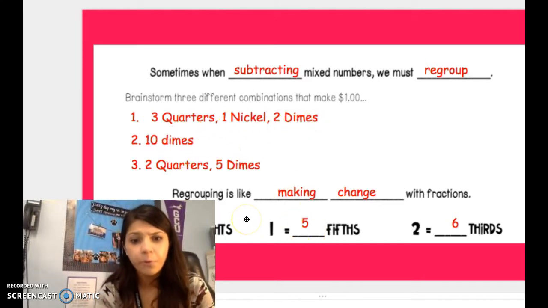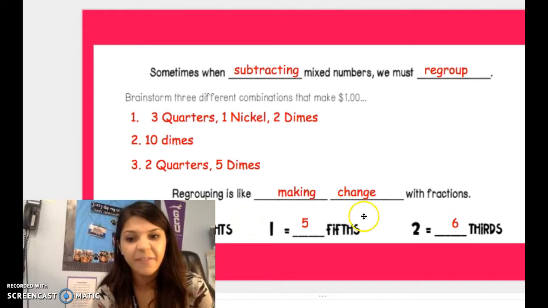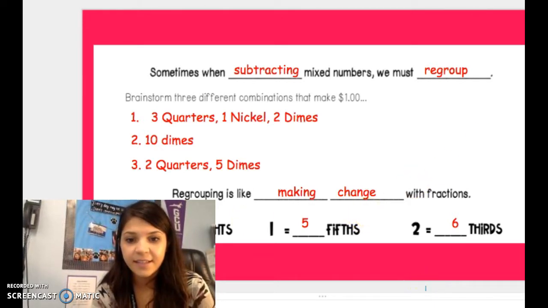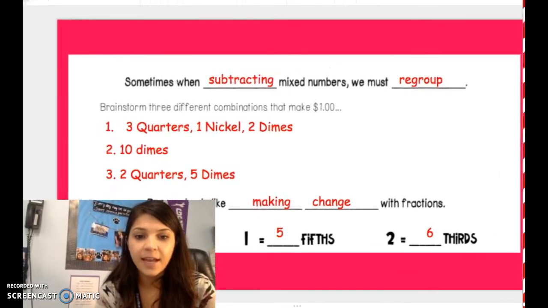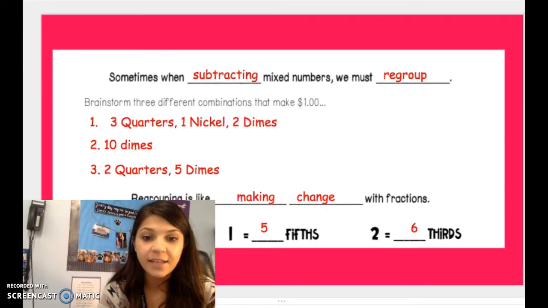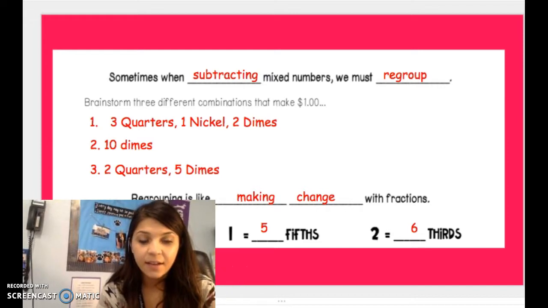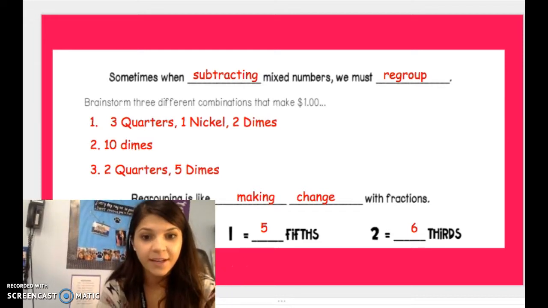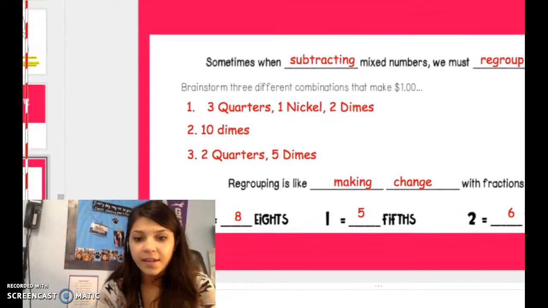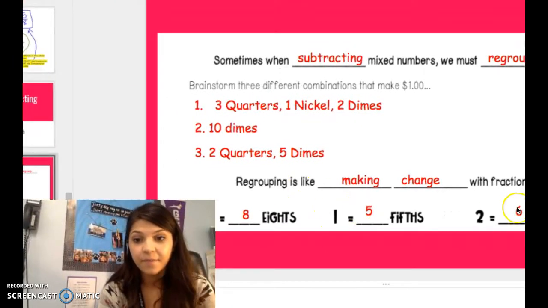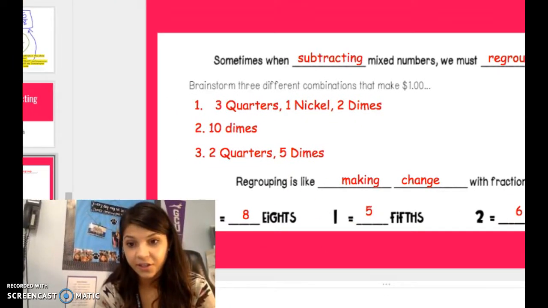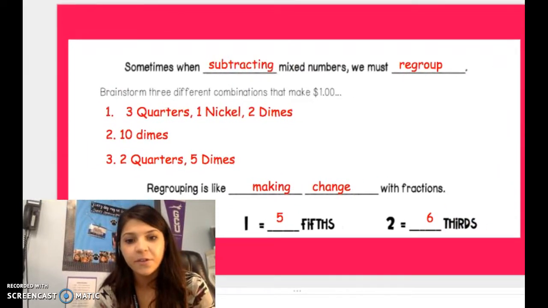There's a ton of different combinations of things that make $1, but they all look different, right? And so regrouping with fractions is kind of like making change with fractions, okay? I listed this example at the bottom here where it says 1 equals 8/8, which I'll explain in a second. 1 equals 5/5, and 2 equals 6/3. If that confuses you, don't worry. I'm going to explain that in just a moment.